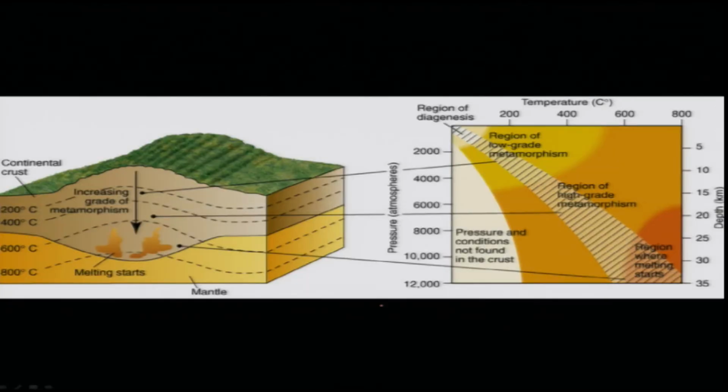For example, if you look at this section, it shows an increase in pressure here, and an increase in temperature here. This area is the region of diagenesis, where the process starts to change the mineral composition. Then the region of low grade metamorphism, and this is the region of high grade metamorphism, and finally you get into the region where melting starts. Melting starts at around 800 degrees centigrade.